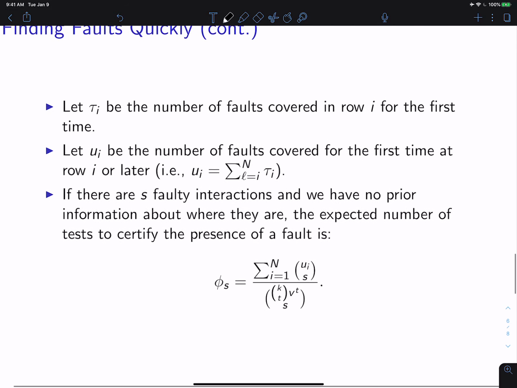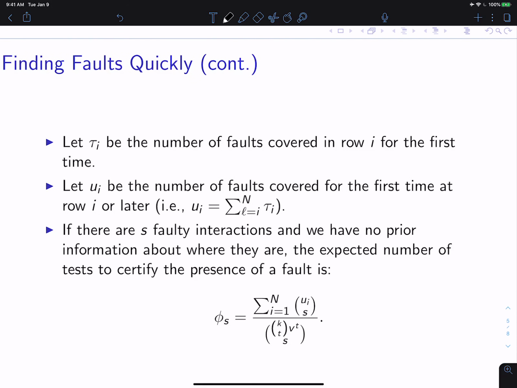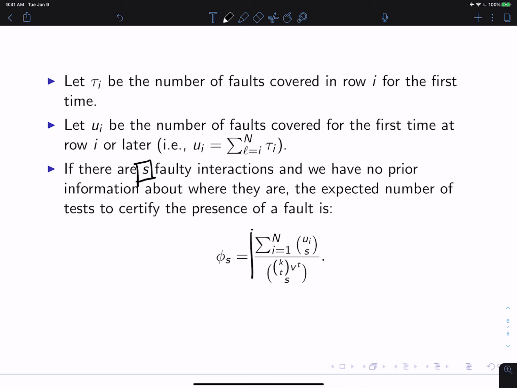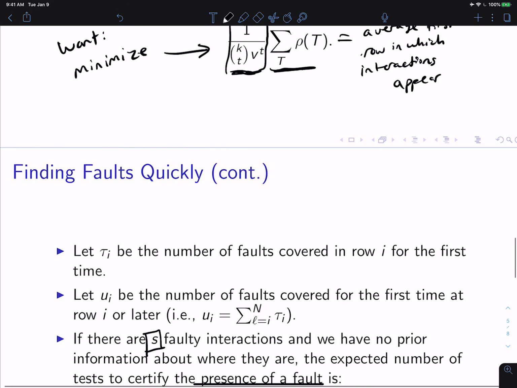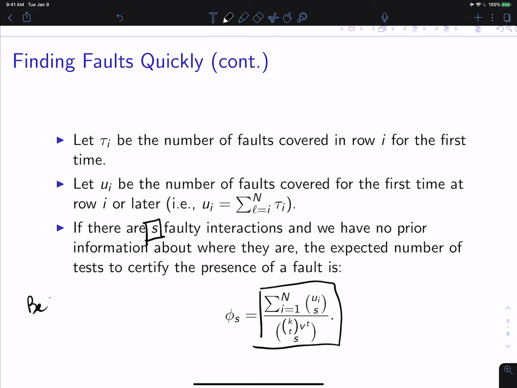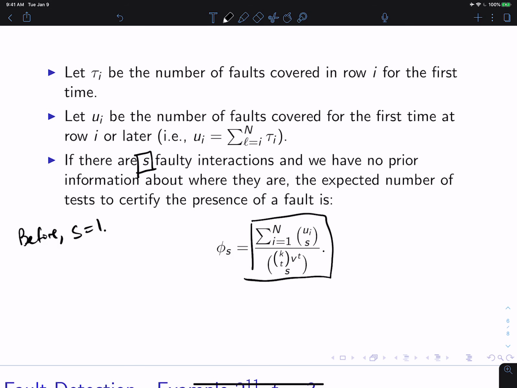I'm not going to go through all of this, but there is something that we can do here, which is, if we know that there are a certain number of faulty interactions in the system, then it is possible to calculate what the expected number of tests actually is. This is actually just a generalization of the case where we had exactly one faulty interaction. So here I should say s is equal to 1. And if you check, it's exactly that.